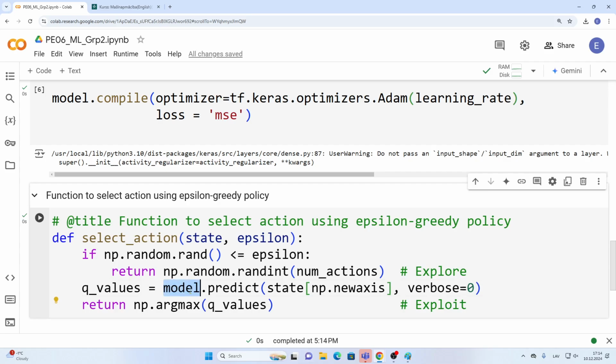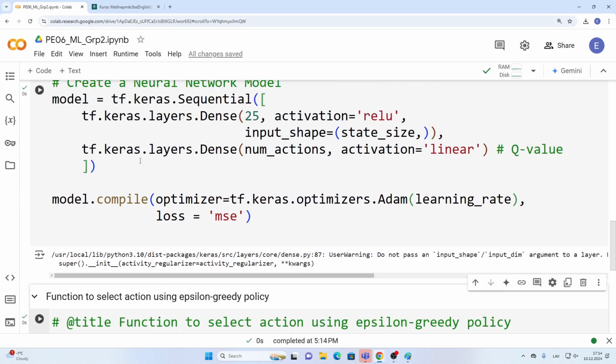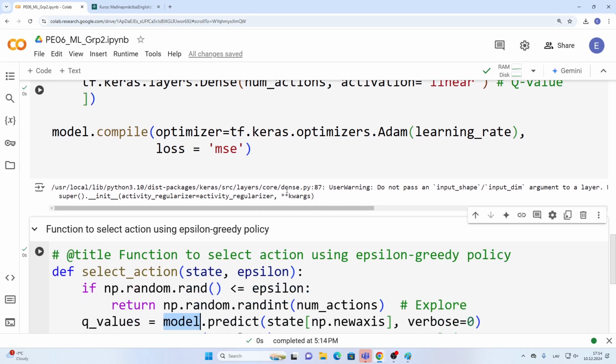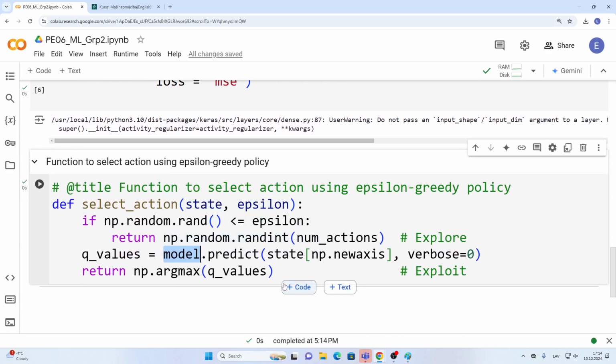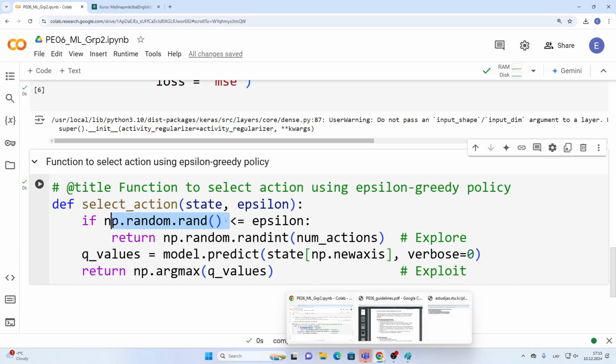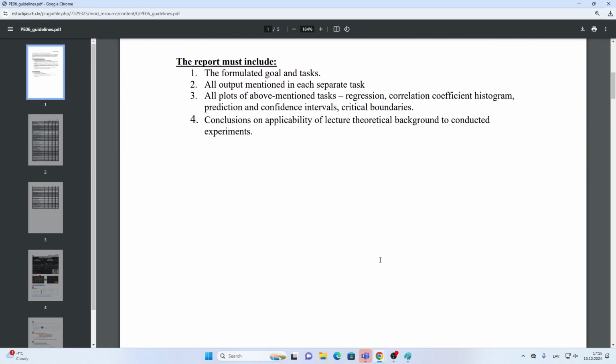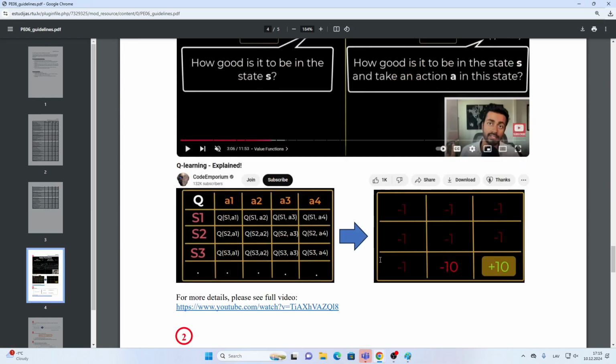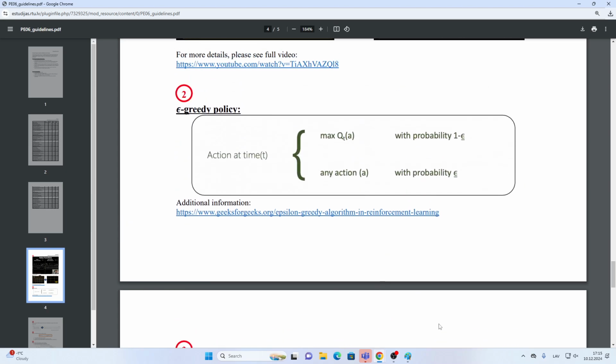So now you can see that inside we actually use a model to calculate Q values, which we have created here, this neural network which predicts Q value. But we do this only under one condition: that we have rolled some number that is below your epsilon. So what is happening here is something called an epsilon greedy policy.